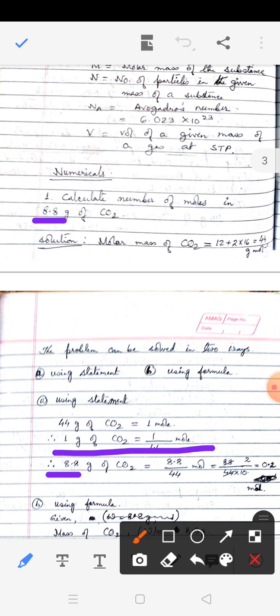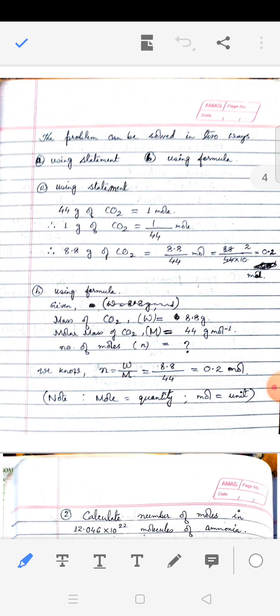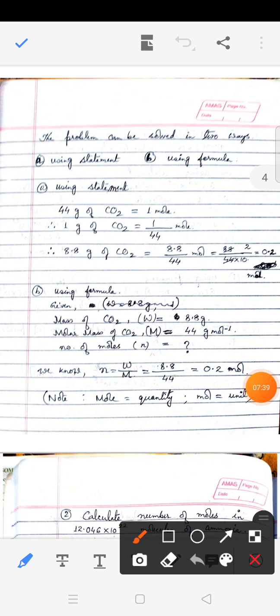Now the same numerical, if you want to do by using formula, then what we write? Given mass of carbon dioxide W, that is 8.8 gram, molar mass calculated 44 gram per mole. So we know n equals W by M. So you just feed in the formula and you get the answer. One thing you need to be careful, when we talk about quantity, then we write MOLE, and when we write mole as a unit, we simply write MOL.